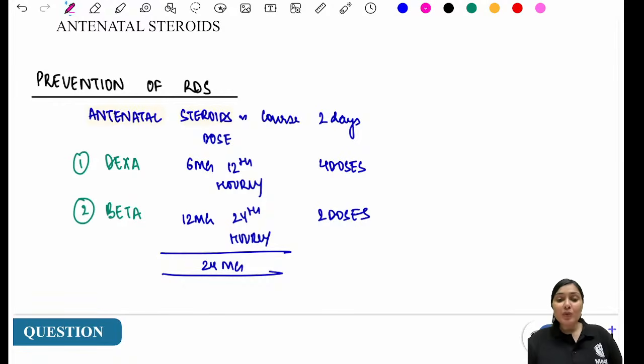For dexamethasone, the dose is 6 mg 12th hourly, so 4 doses is going to be there. Betamethasone, it's 12 mg 24th hourly, so 2 doses has to be there. So remember, the total has to be 24 mg. Dexa, small doses, frequent doses, right?